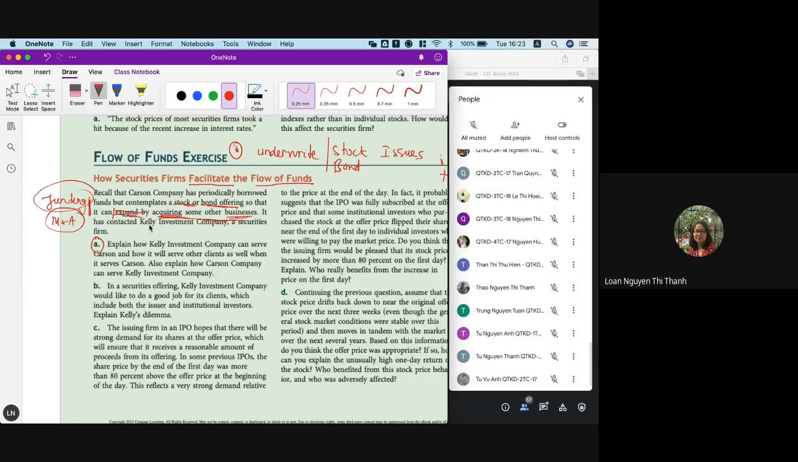So Kelly Investment Company can offer services in the merger acquisition. They give advice about the acquisition by doing valuation of the target company, negotiating with the company to make a deal, right? So support in merger acquisition as well. Not only obtaining financing, but also the M&A services. So many services may be offered to Carson company.